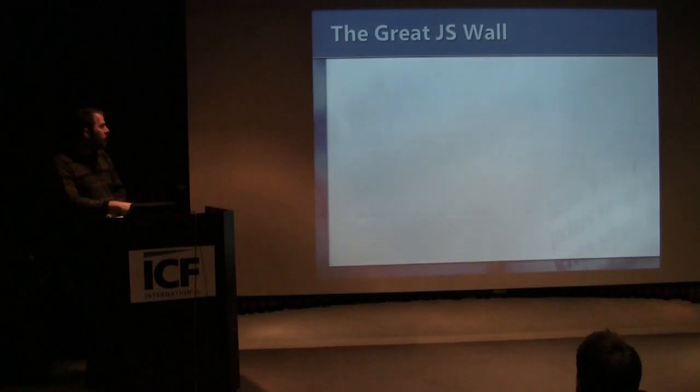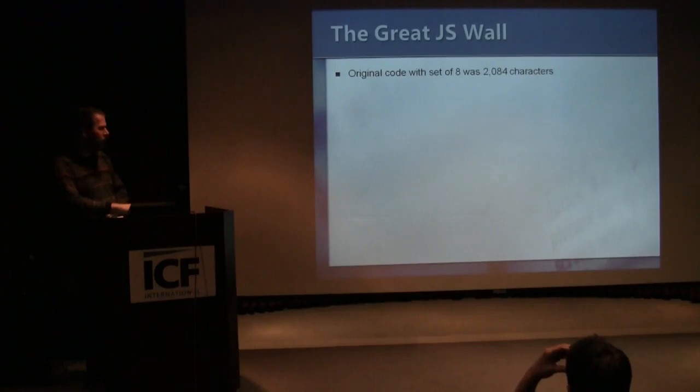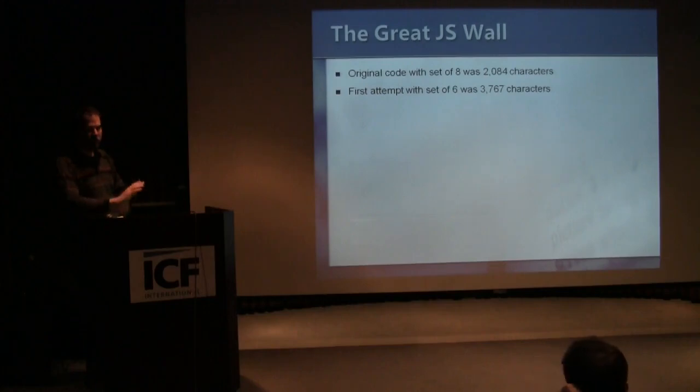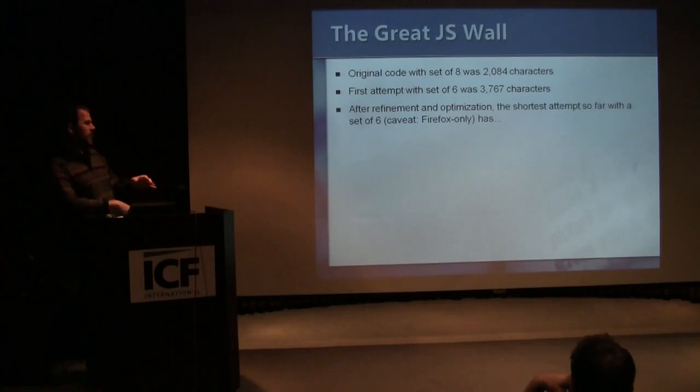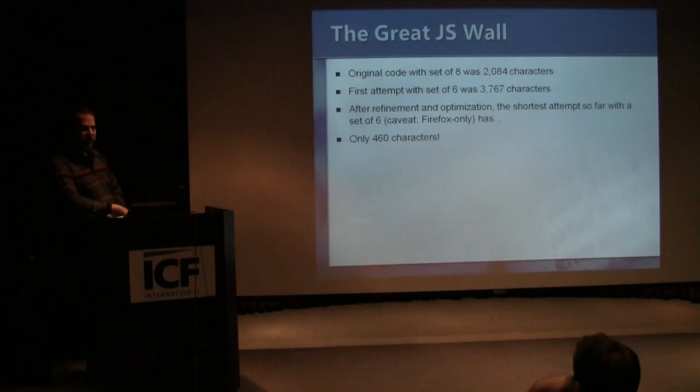So once again, optimizing this, the first code using 8 characters was 2,084 characters long. The first attempt using a set of 6 was 3,767, because of course it takes more to get all these different values. So after some refinement and optimization, the shortest attempt so far with a set of 6, and again, this is Firefox only. Any guesses? 1024, 1500, 24... Try 460.